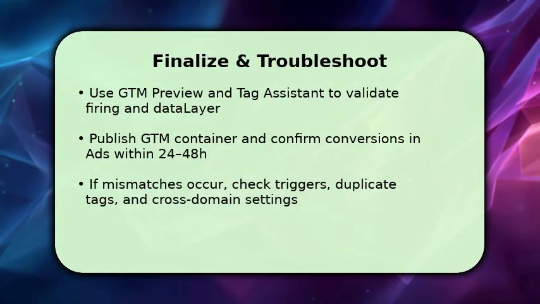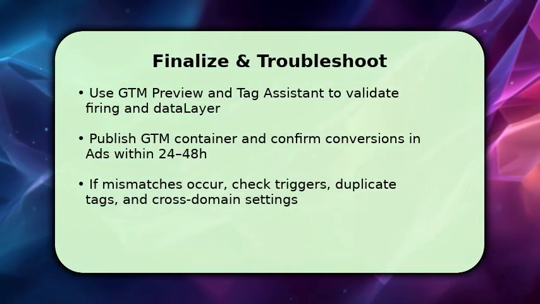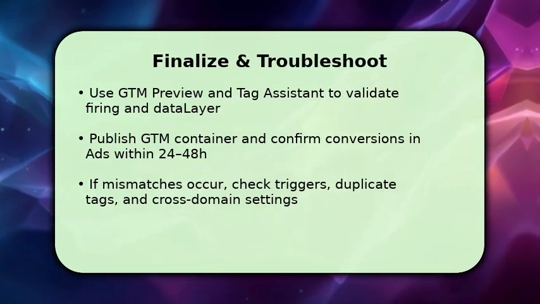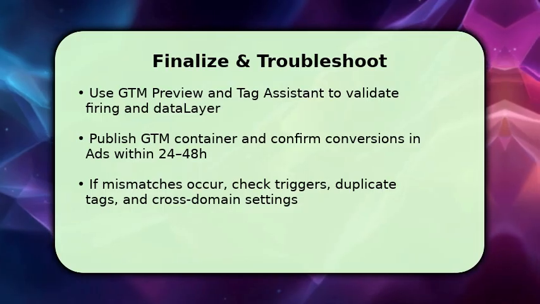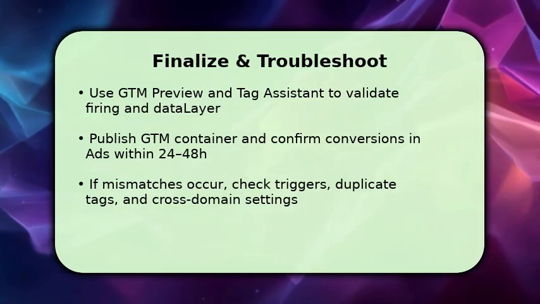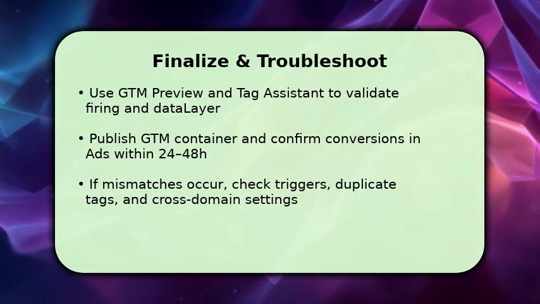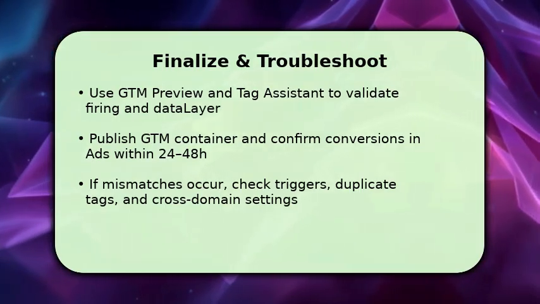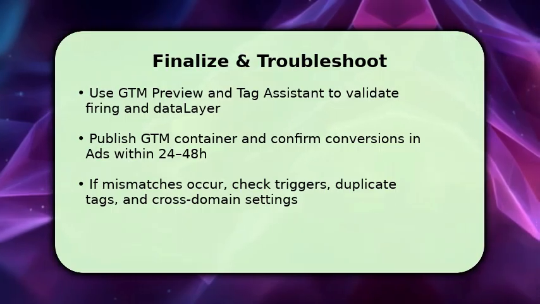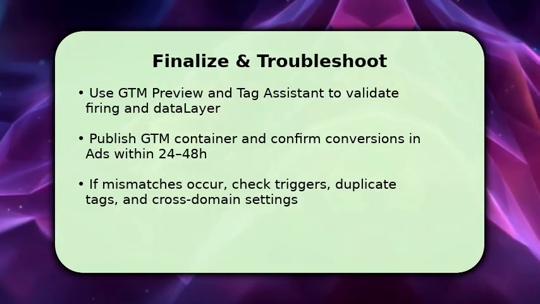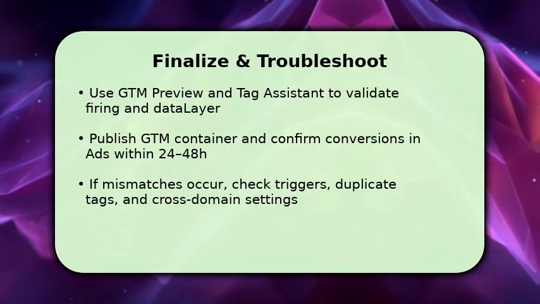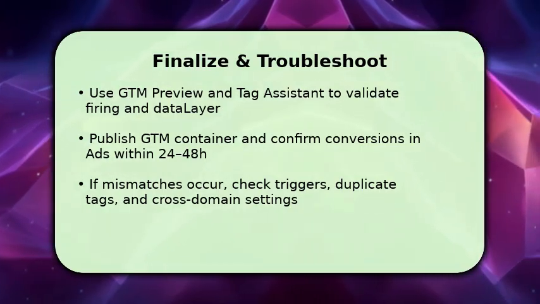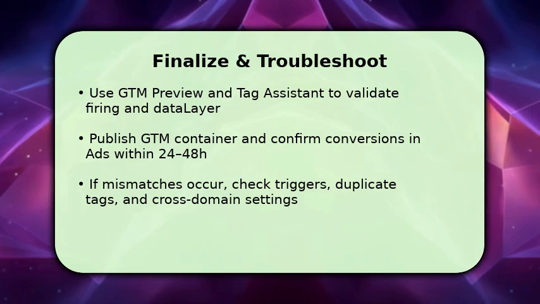Finish by testing and publishing. Use GTM preview mode and Tag Assistant to confirm tags fire and data layer values look right. You want to see the conversion event in real time. Publish the GTM container and wait 24 to 48 hours to see conversions in Google Ads. That lag is normal. If numbers don't match, make sure you don't have duplicate tags, verify trigger conditions, and check cross-domain or caching issues. One key tip: test on an incognito window to avoid cookie interference.